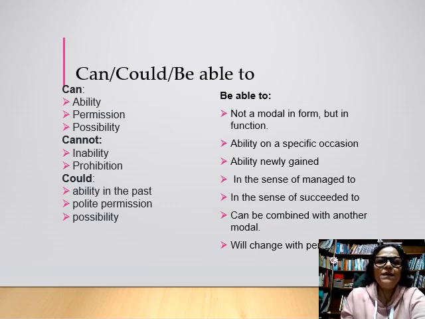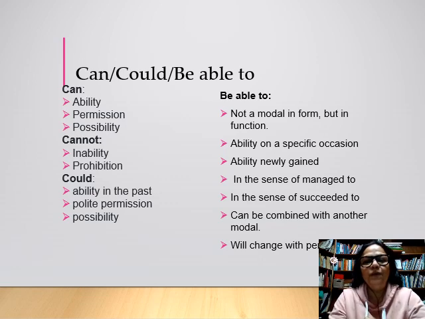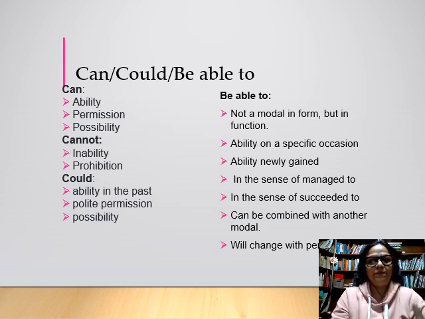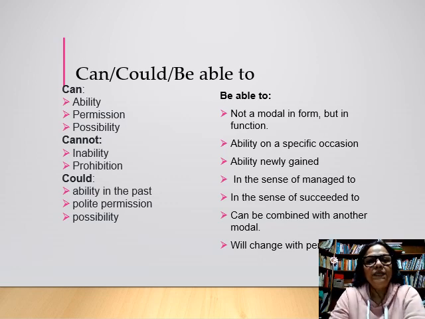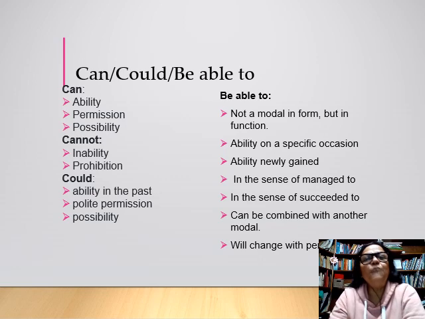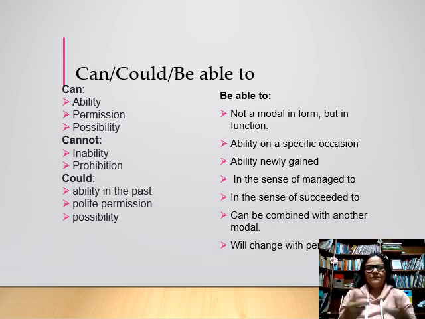Now we come to be able to. It's again not a modal in form, but in function it is a modal. Be able to and can both denote ability primarily, but be able to is a little different. I can sing and I'm able to sing. These two sentences denote very different meanings. So they have different connotations. My ability on a specific occasion will be denoted by be able to. I am able to see the mountains from here. So it's an ability which I have when I stand at this point. From here I can see the mountain.